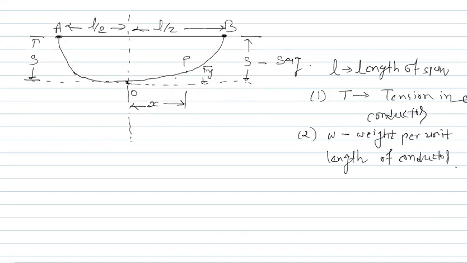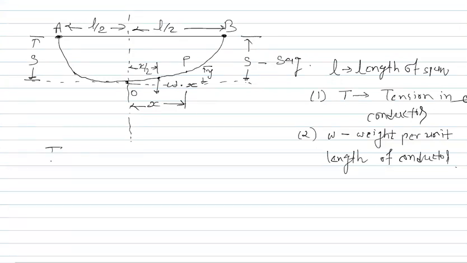Now, what are the forces at point P? So at point P, one is the tension, which is horizontal, and the other is because between point O and P there is the gravitational force, which acts at the midpoint of O and P, indicated by W into X, and which is away from P by X by 2 distance.